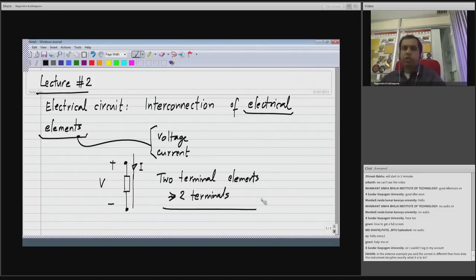In this course, we will not worry about how to make these different elements, but we will only take their characteristics in terms of their voltages and currents and use them to make some circuits and analyze the circuits.